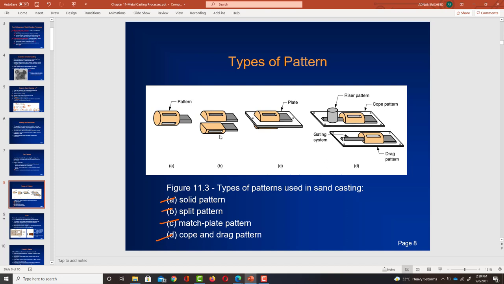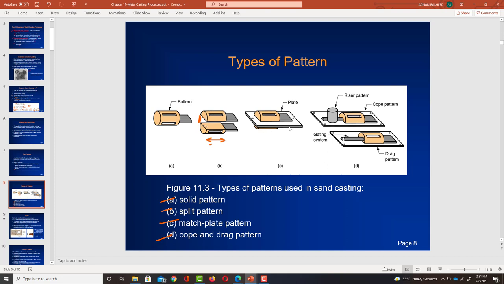So if we modify this pattern into a plate, this is match plate pattern. If you have half of the pattern in the upper plate and half of the pattern in the lower plate, that is known as match plate pattern. Why is match plate given? Because if you join them for casting operation, they may dislocate. There is a chance that they may slip over each other, so your casting will not be perfect.